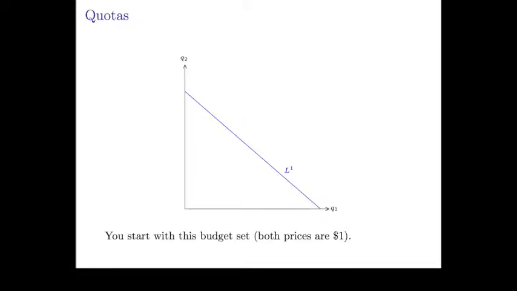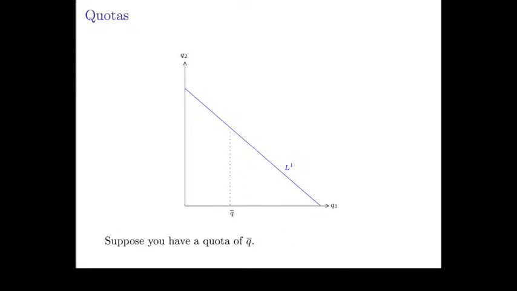Let's suppose both goods had a price of 1, then the budget line would just be L1. Now let's suppose the government imposes a quota of Q bar. So you can't buy more than Q bar units of good 1. Though your budget line is this, remember the notion of a budget line is that you can buy anything on this line or anything below this line. So anything in this triangle is something you would buy. And because you have preferences that say more is better, you're going to buy something on the line.